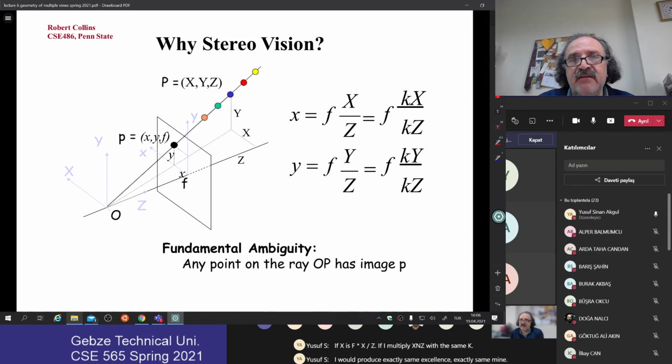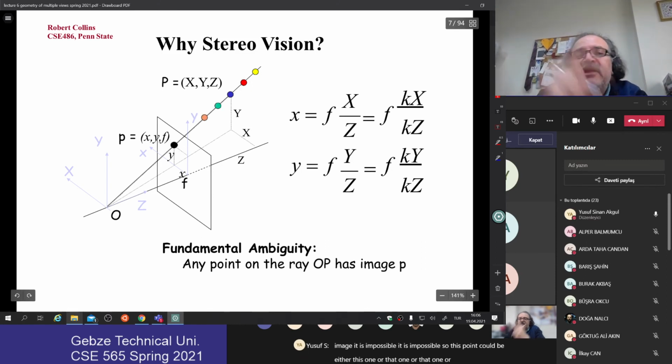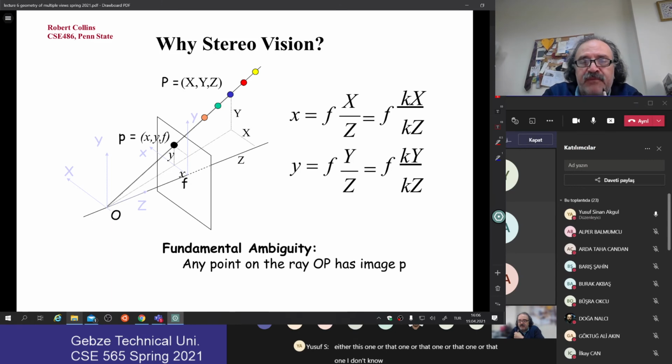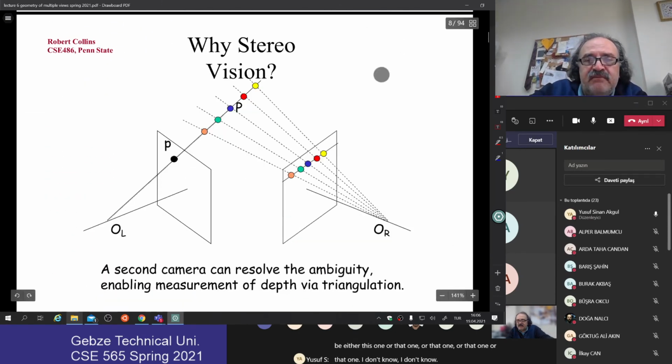Okay, so how am I gonna know the depth of those points? How am I gonna know X, Y, Z of those points by looking at this image? It is impossible. So this point could be either this one or that one or that one or that one. I don't know. Unless I introduce a second camera.